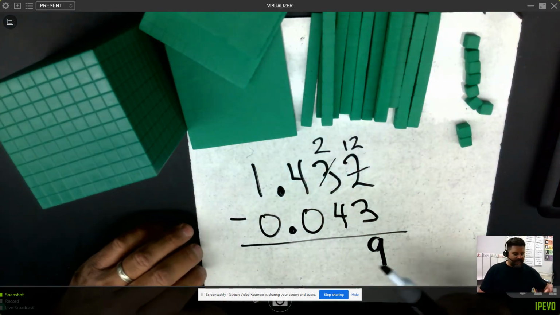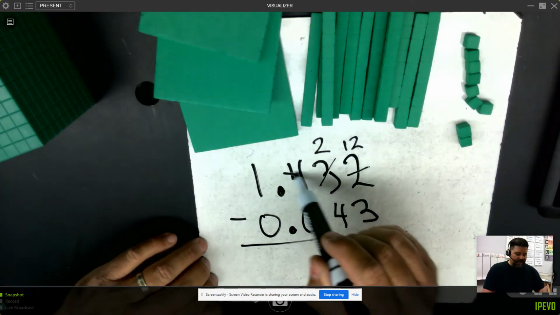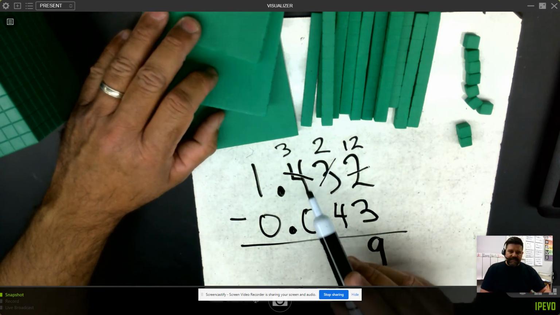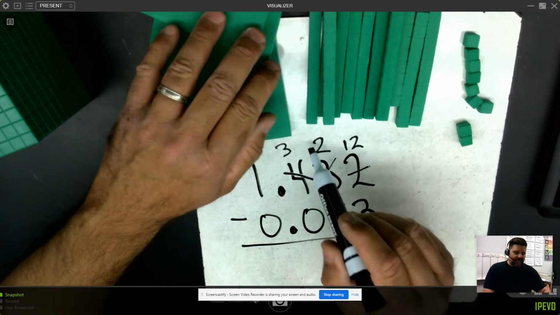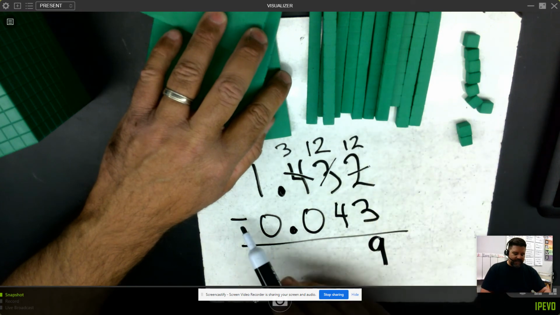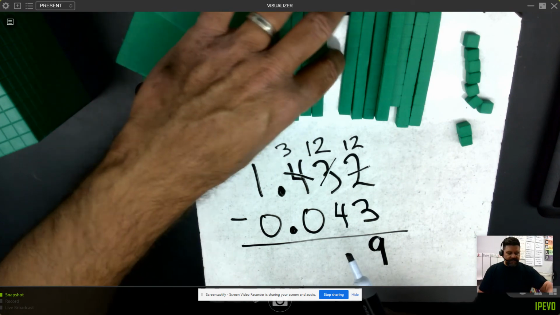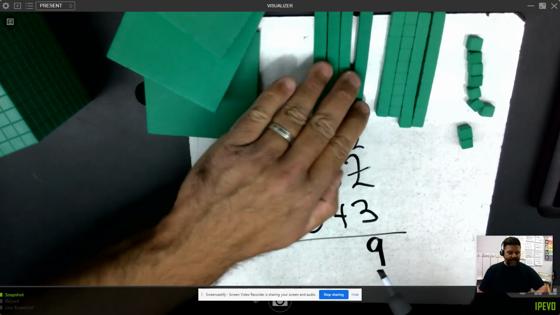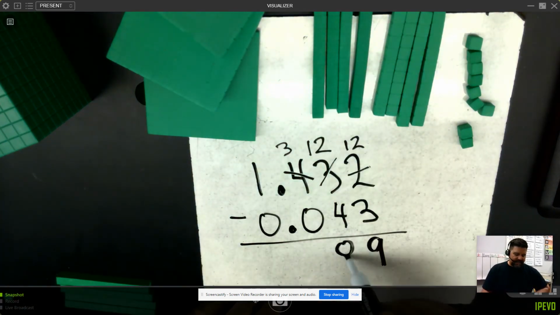On the traditional algorithm, it would look like this. 4/10ths, I'll rename one, which leaves 3/10ths behind. Here they are. Those 3/10ths would become 10/100ths, plus my 2/100ths would be 12/100ths. Here are the 12/100ths. I can go ahead and take away 4 of those hundredths now. There's 4/100ths. If I remove those, I'm left with a total of 8/100ths. 12/100ths take away 4/100ths is 8/100ths.